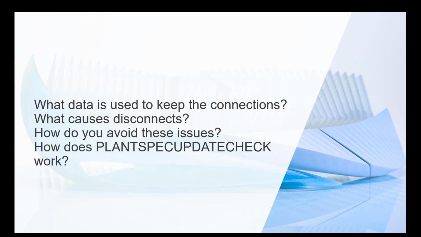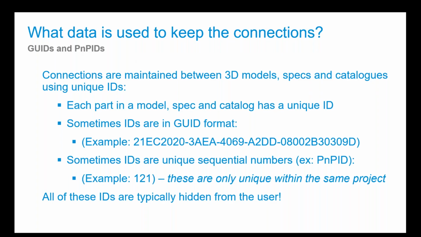So how do you make sure you don't have any disconnect between the spec and the model or the spec and the catalog? And finally, how does this Plan 3D spec update check work? And what are the benefits of this command? Okay, so let's get started with the first one. What data is used to keep the connections going?